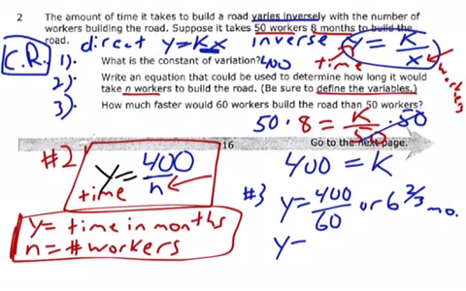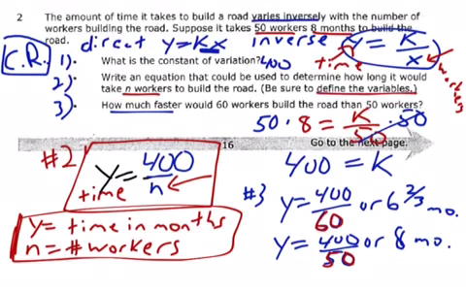And then I can plug in the other one, so maybe I'll use a different color for what I'm plugging in. I'm plugging in with the red for my number of workers. So y equals 400 over, this time I'm going to plug in a 50. And that one's exactly 8. So we get 8 months. And it didn't just ask for the numbers, it says how much faster, so that tells us we do need to subtract.